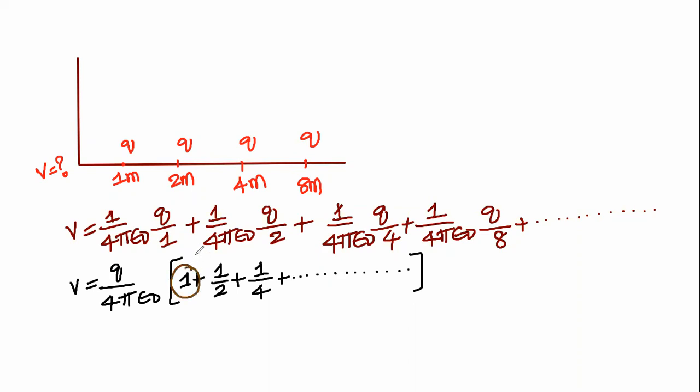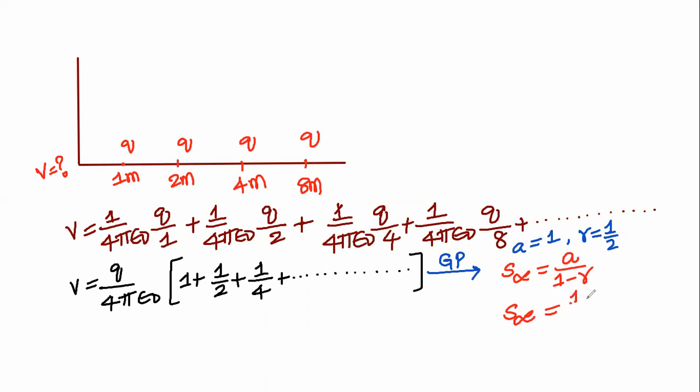This is taken as A, the first term, and this is taken as the second term, R, for a geometric progression and for the infinite series. A is equal to 1 and R is equal to 1 by 2. The sum to infinity, S infinite, is equal to A divided by 1 minus R. Therefore, S infinite is equal to 1 divided by 1 minus 1 by 2.